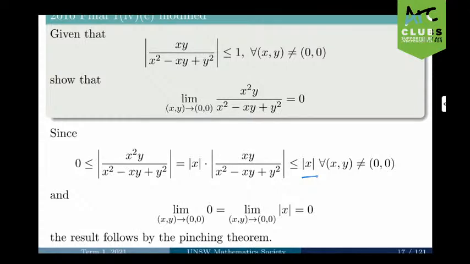Because this is one variable, we know that the absolute value of x is continuous. I can just sub in the value 0. It's going to give me 0, and the result follows because the lower and the upper bounds both go to 0, so the thing in the middle also goes to 0. And if the absolute value of something is 0, then the thing itself is 0. That completes the proof. Any questions so far?